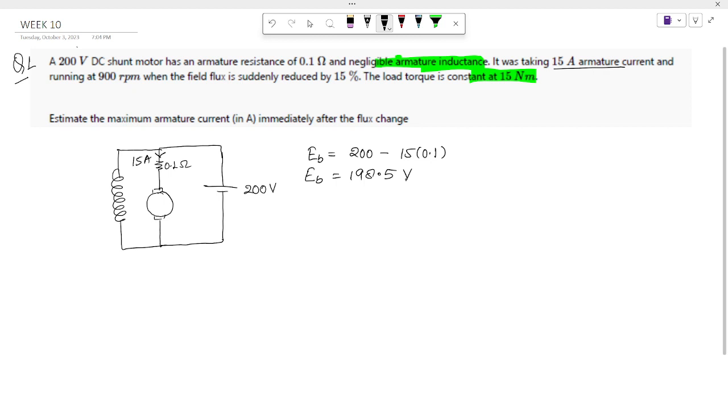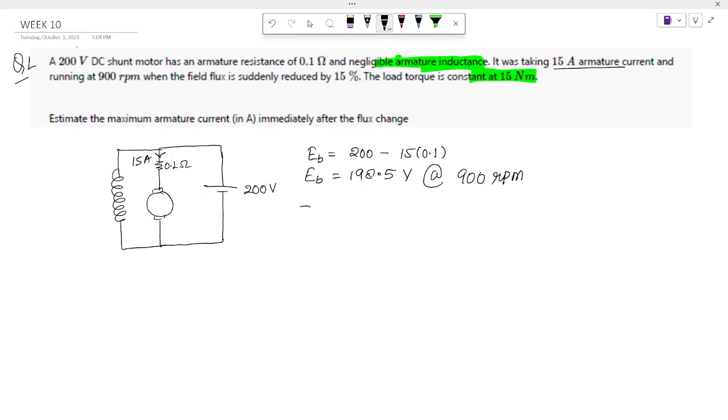So EB is 198.5 volt, running at 900 rpm. Now, the field flux is suddenly reduced by 15%. Flux is an electrical quantity, so it can change immediately, since it has a very small time constant. But speed has a higher time constant. Because of the inertia of the rotor, it will not immediately change its speed when you change the flux.